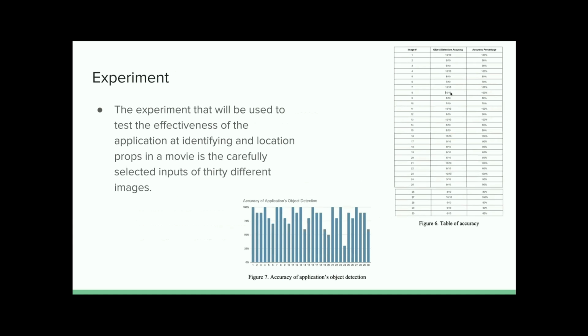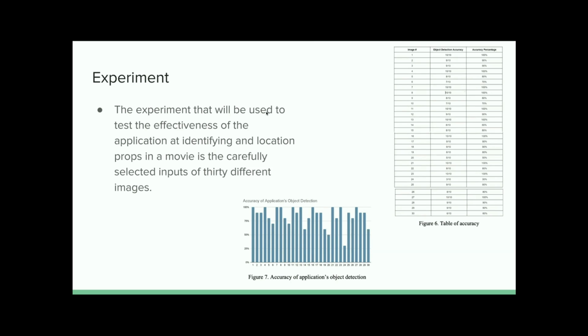And after testing and training, the overall algorithm is completed and built into an application with a complete user interface. And after all that, it is time to design an experiment to test the reliability and accuracy of the overall algorithm. The experiment that will be used to test the effectiveness of the application at identifying the location of props in a movie is carefully selected inputs of 30 different images.